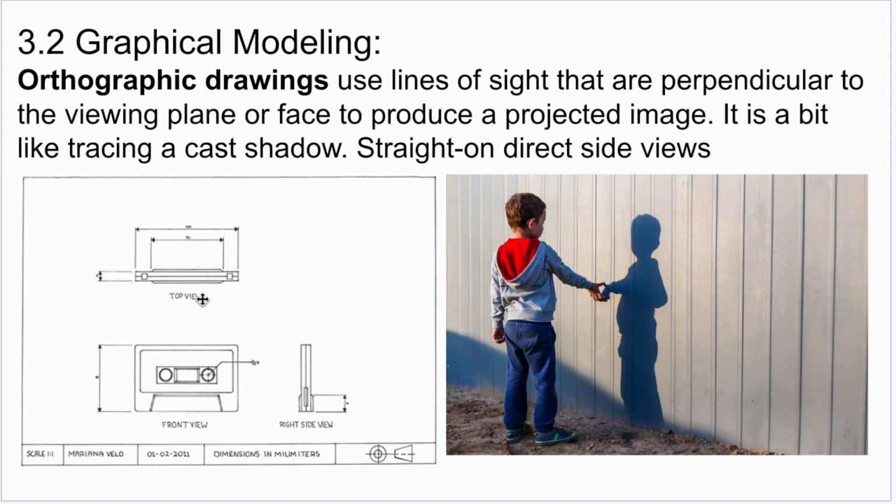When we look at orthographic drawings, these use lines of sight that are perpendicular to the viewing plane or face to produce a projected image. It's a bit like tracing a cast shadow. So if we were to trace the shadow right here, we would just get the line from this plane right here. So it's a straight on side view.